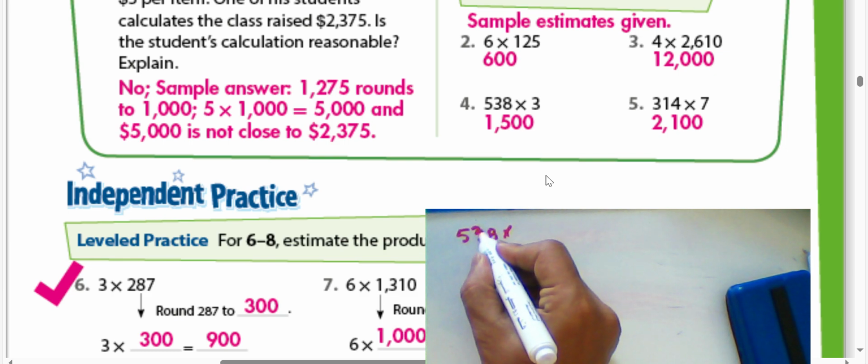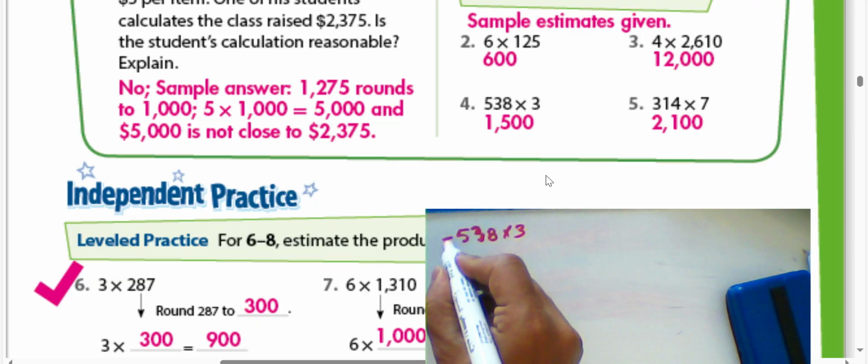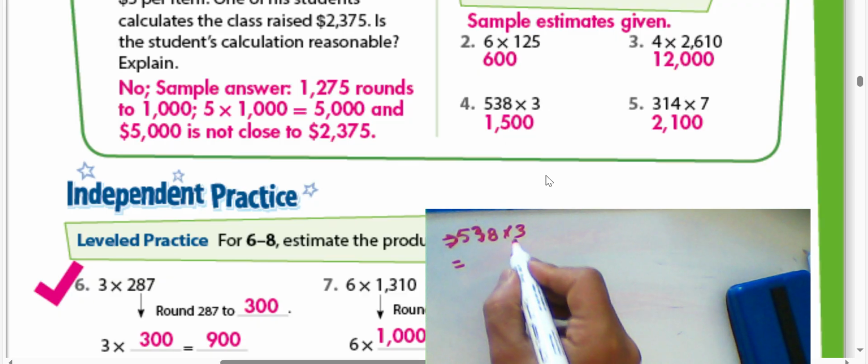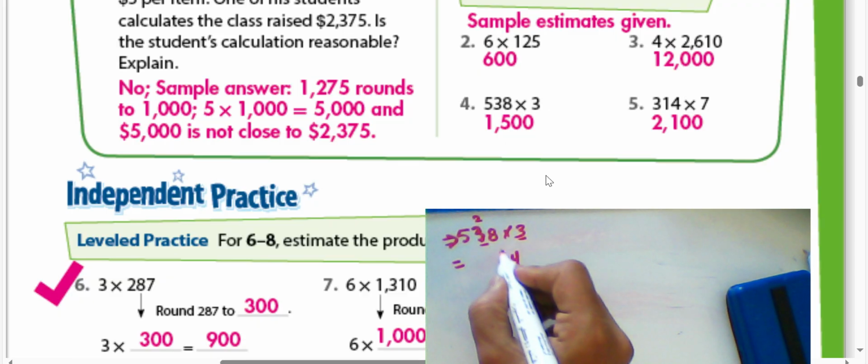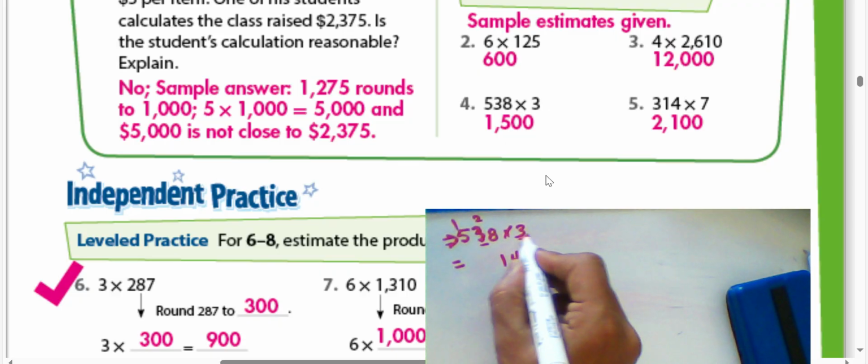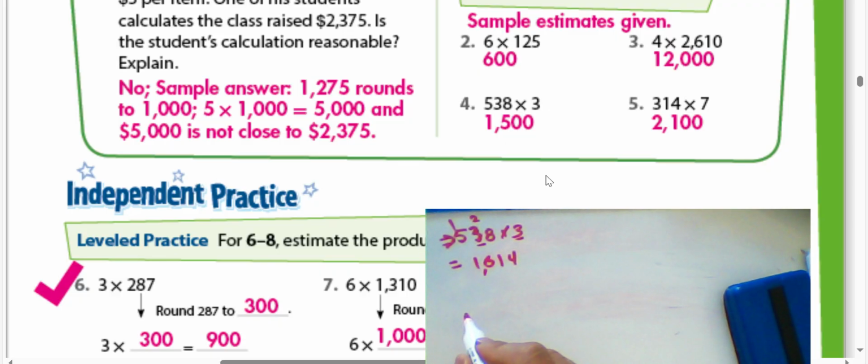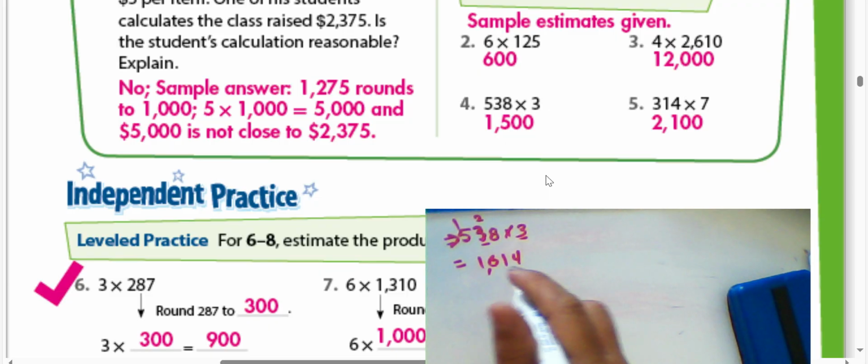538 times by 3. 3 times 8 is 24, write 4 and carry up 2. 3 times 3 is 9, 9 plus 2 is 11, write 1 and carry up 1. 3 times 5 is 15, plus 1 equals 16. The result will be the actual number, but I can approximate the number.